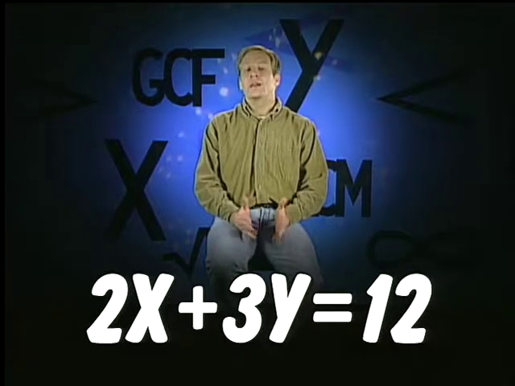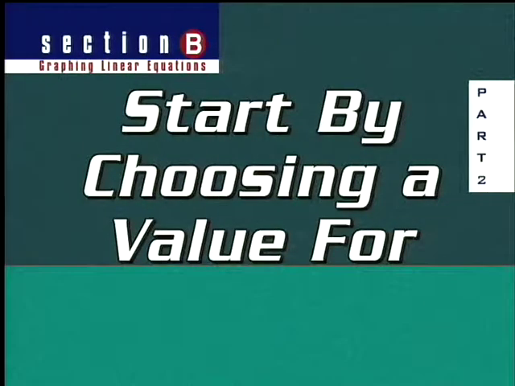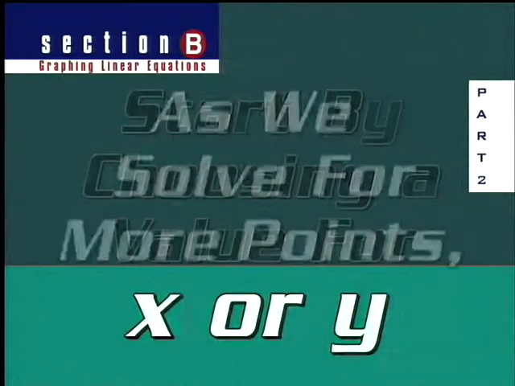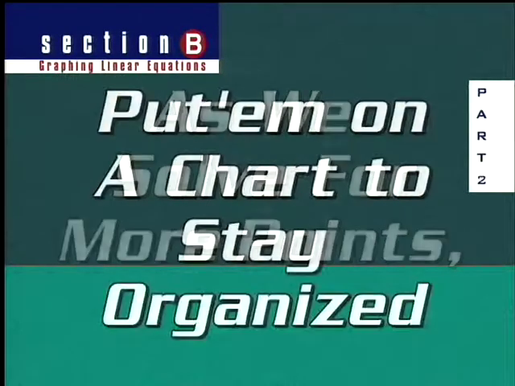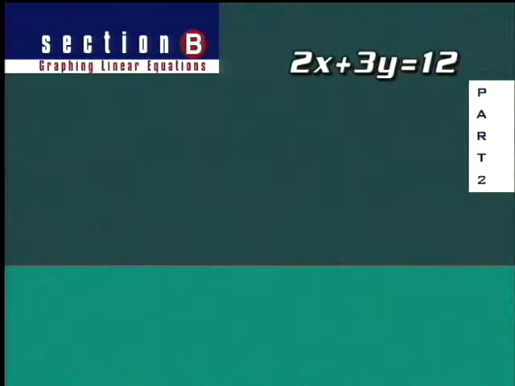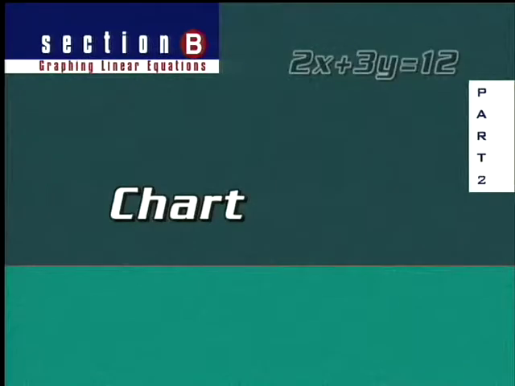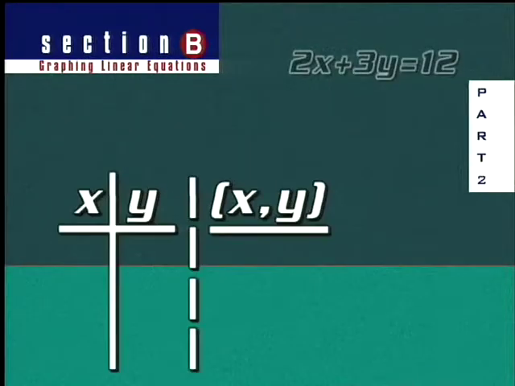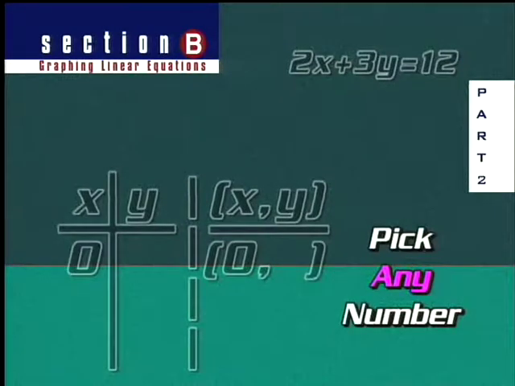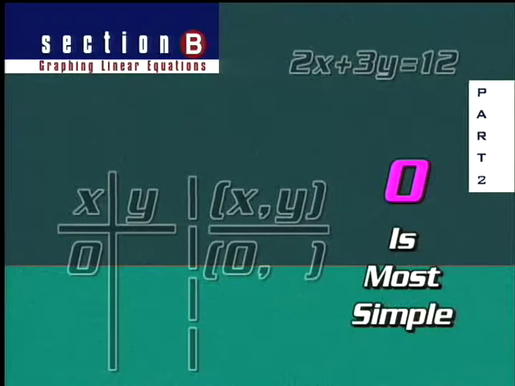Because we're trying to create a line, we've got some room to fiddle with our x and y values. So we can start by choosing a value for x or y and then solving for the other variable. As we solve for more points, we can put them on a chart to stay organized. Take a look. Let's say we've got the equation 2x plus 3y equals 12. We can make a chart for our x and y values that looks like this. A good way to start is to pick a simple value for x, such as 0, but we can really pick any number we want. It's just that 0 is the most simple.